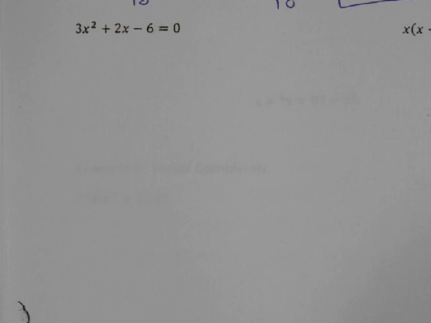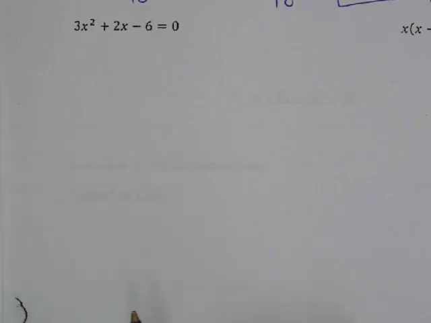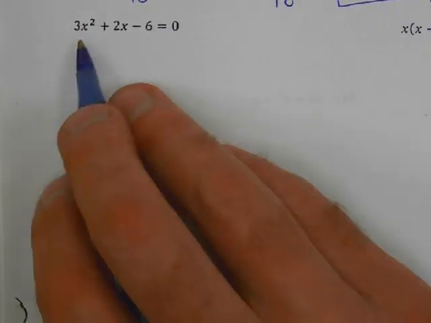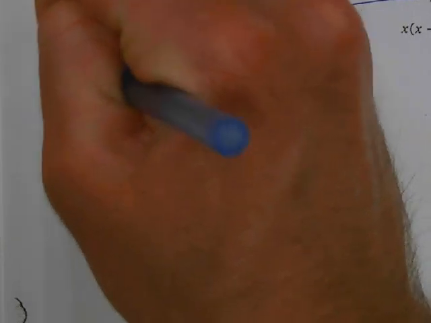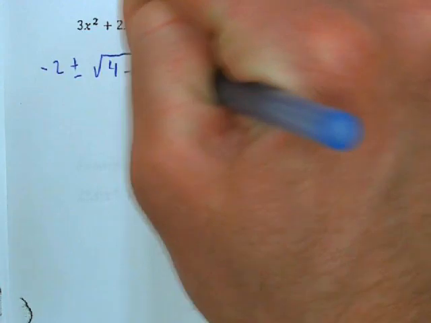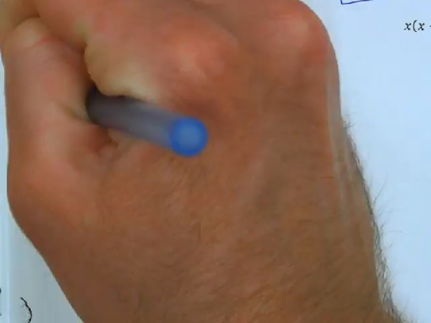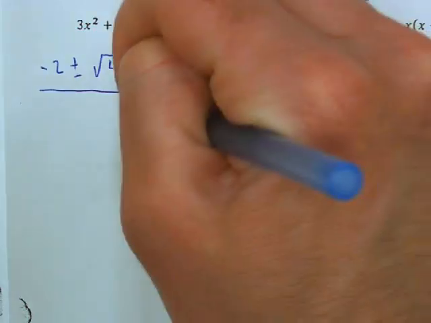Next one, 3x squared plus 2x minus 6 equals 0. Okay, so good. This one's already set equal to 0. Is it factorable? Well, it's hard to tell because of the leading coefficient. So it might be factorable, but we could try to factor it, and we might just be wasting our time. So the safe bet here would be to use the quadratic formula again. Okay, our a is 3, our b is 2, our c is negative 6. So we get negative b plus or minus the square root of b squared minus 4 times a times c over 2 times a.